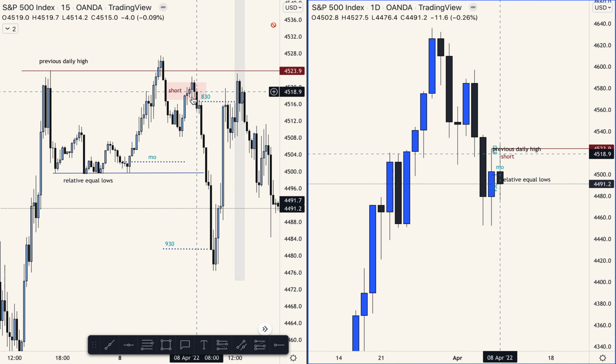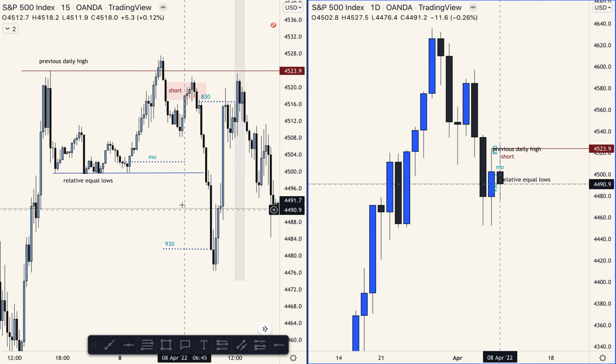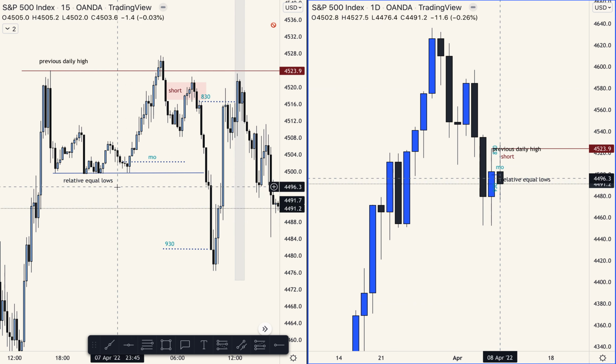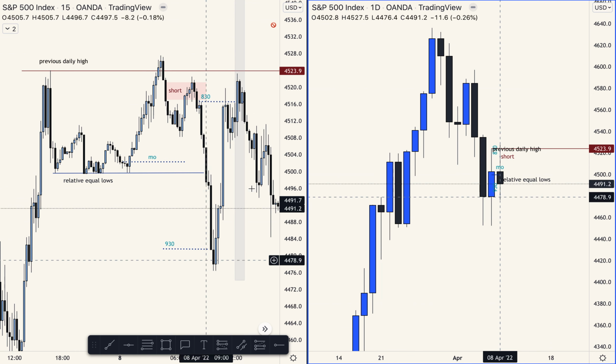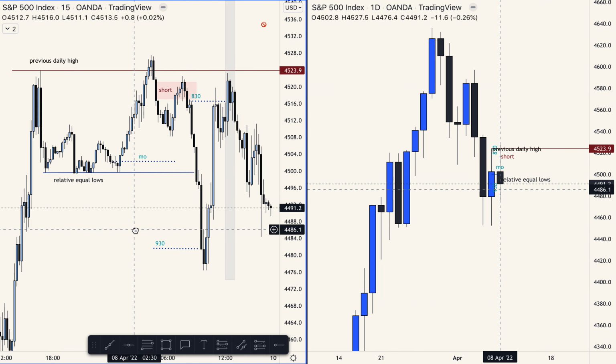You could have taken a short here and targeted the relative equal lows. Price, of course, traded a little bit further, but just looking for the low hanging fruit, this right here would have been a great target. 8:30 price just trades down. 9:30 reverses back up and didn't really do a whole lot for the rest of the day.